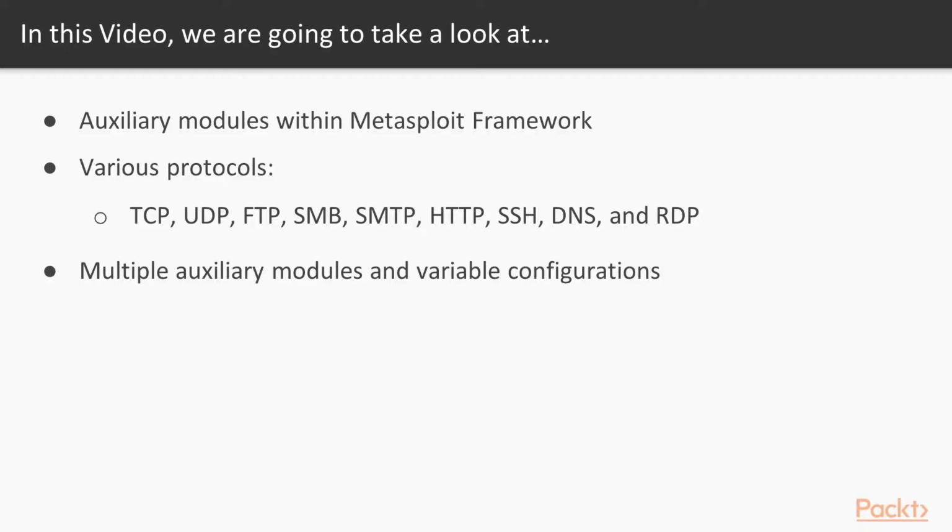In this video we explore various auxiliary modules within the Metasploit framework that can be effectively used for information gathering and enumeration of various protocols such as TCP, UDP, FTP, SMB, SMTP, HTTP, SSH, DNS, and RDP. For each of these protocols, you will learn multiple auxiliary modules along with the necessary variable configurations.